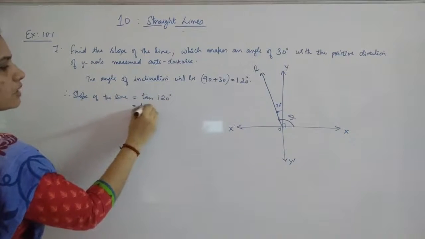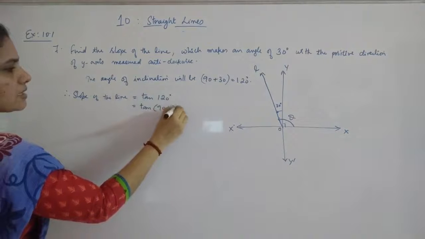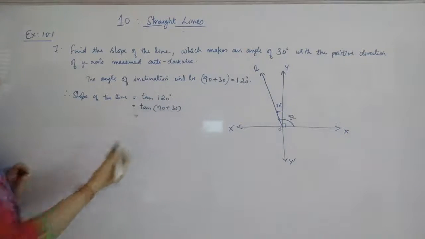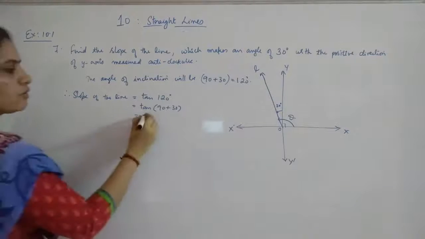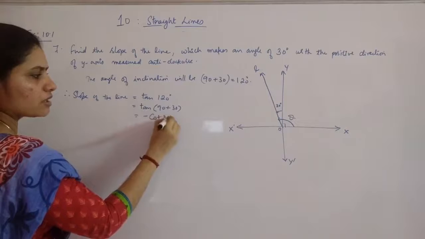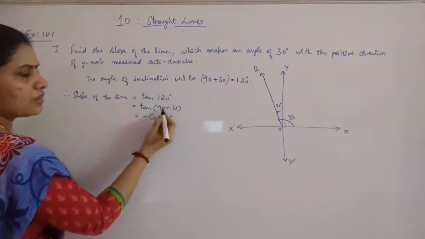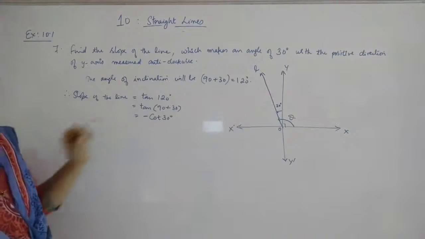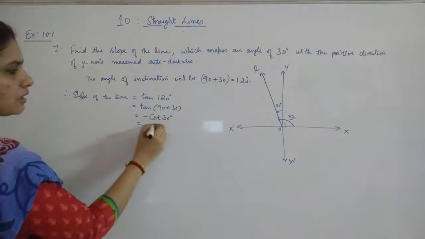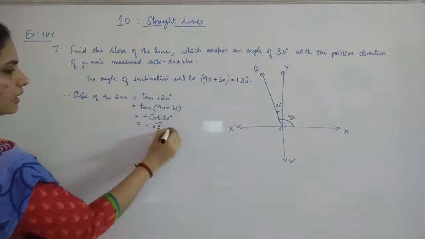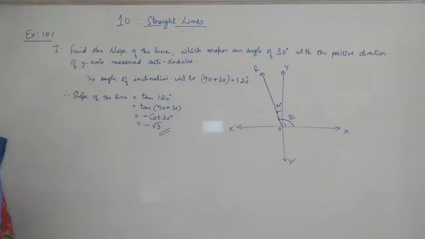Now tan of 120 can be written as tan of 90 plus theta, which is tan of 90 plus 30. Tan of 90 plus theta will give you what? Negative. It will come as opposite, cot 30. Why negative? Because 90 plus theta is in the second quadrant, and in second quadrant tan is negative, so it is minus cot 30. And what is cot 30? It is root 3. So the slope of the line is minus root 3.